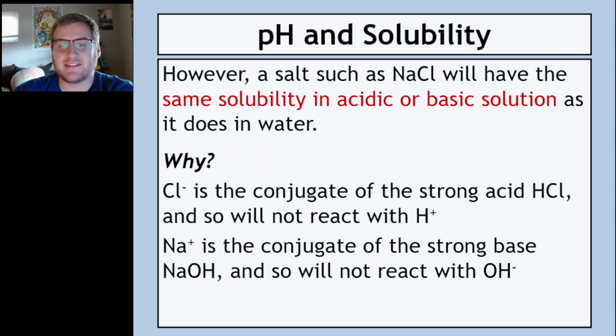A salt such as NaCl will not be affected by a change in pH. It has the same solubility, acidic or basic. And that's because of what we learned about. The conjugates of a strong acid or strong base do not react with water. Cl- anion is the conjugate of the strong acid HCl, so it doesn't react with H+. Na+ is the conjugate of the strong base NaOH, so it doesn't react with OH-. Neutral salts don't care if it's acidic or basic, it'll dissolve the same no matter what.